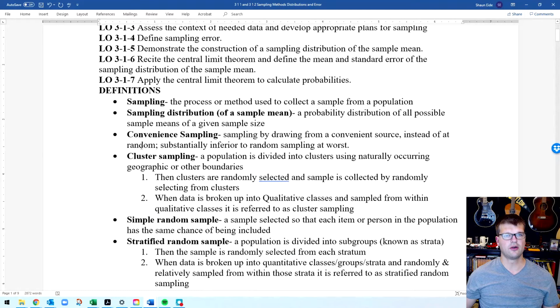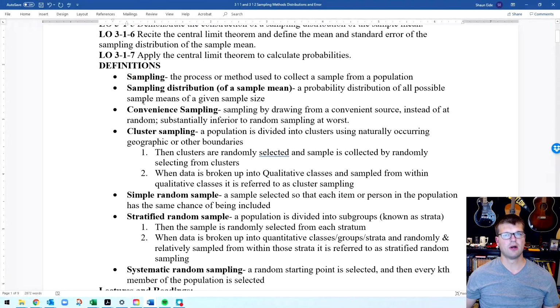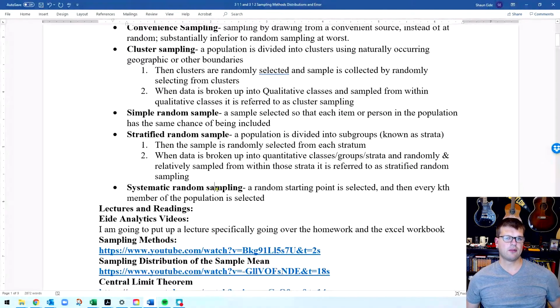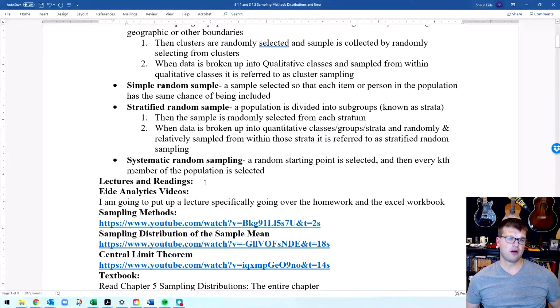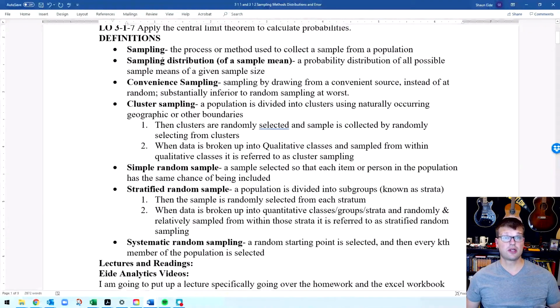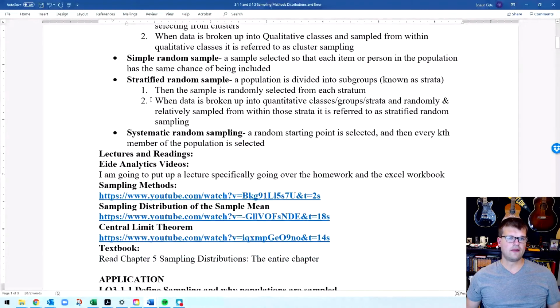And then coming down here, we've got our definitions. We're talking about sampling, sampling distribution, convenience sampling, cluster sampling, simple random sampling, stratified random sampling, systematic random sampling. And there are a lot more different types of sampling. Just be aware of that. These are just the most common ones. The most common one is definitely convenience sampling. But we're going to be looking at all of these.